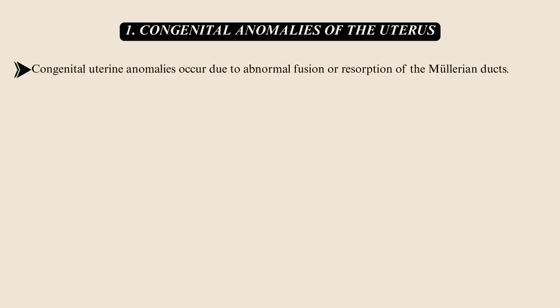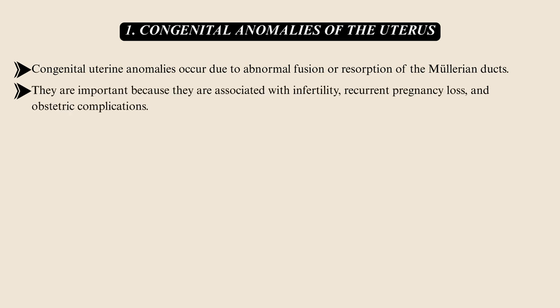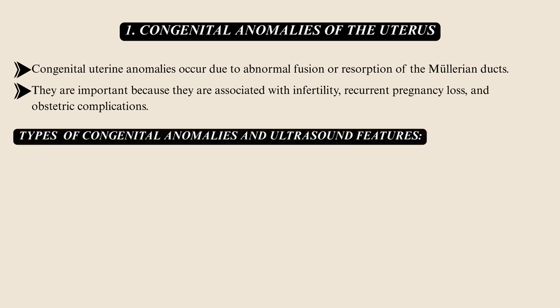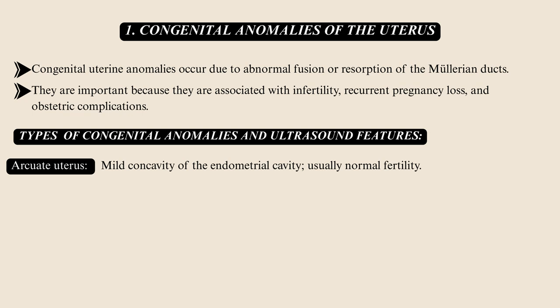Congenital anomalies of the uterus. Congenital uterine anomalies occur due to abnormal fusion or resorption of Mullerian ducts. They are important because they are associated with infertility, recurrent pregnancy loss, and obstetric complications. The types of congenital anomalies are: number 1, arcuate uterus, in which there is mild concavity of the endometrial cavity, usually normal fertility.